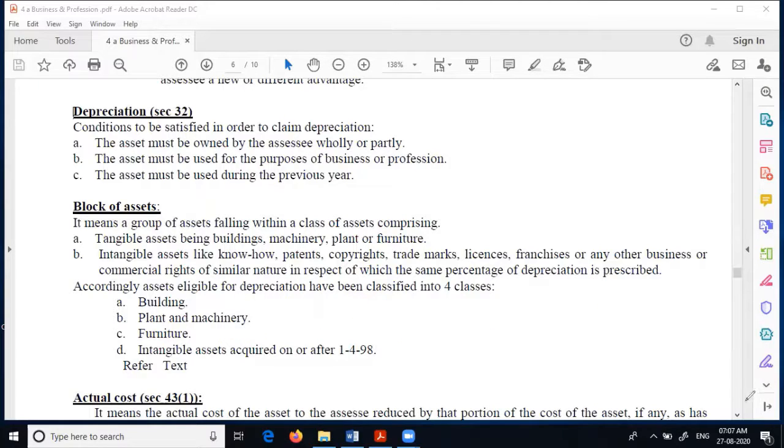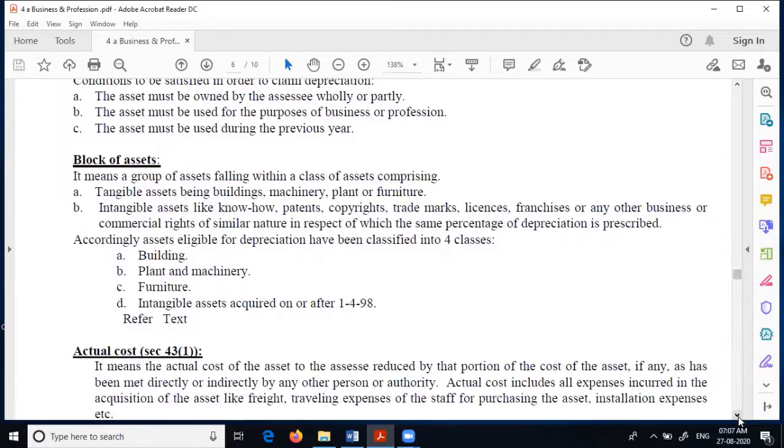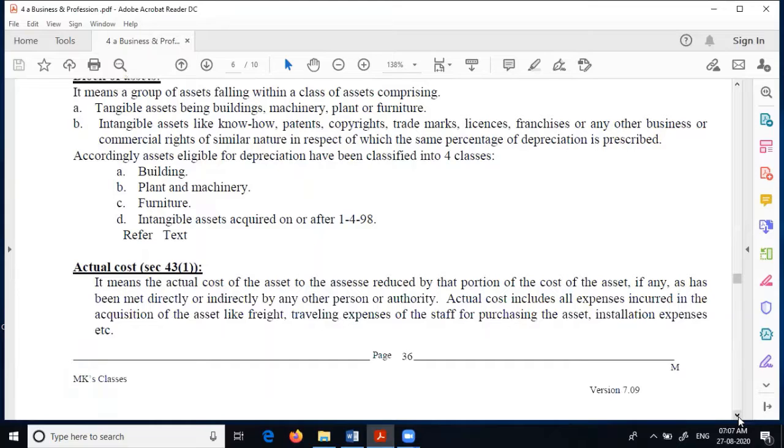So let's move on from here. What are the other things? There are certain definitions. I'm not going to go into real detail, but one I need to mention here. Actual cost means the actual cost of the asset to the assessee, reduced by that portion of the cost of the asset, if any, as has been met directly or indirectly by any person or authority. Actual cost includes all expenses incurred in acquisition of the asset, like travelling of staff for purchasing the asset, and installation. This we know, this is a normal thing.